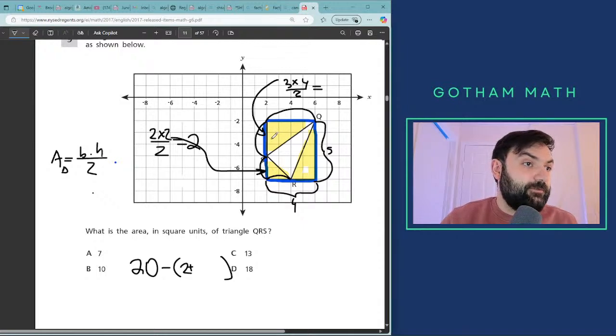Base times height over 2 again, right? 3 times 4 over 2, which is 12 over 2, which is 6. So this one will be 6. So this is the area 2.